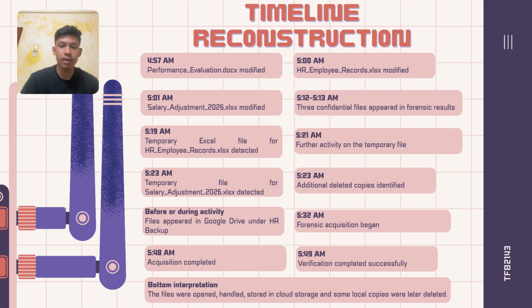At approximately 5:21 AM, the temporary file showed further activity. At around 5:23 AM, another temporary Excel file associated with salary adjustment was detected. At the same time, additional copies and deleted records of the confidential documents appear in the forensic result. The Google Drive screenshot also showed that 3 confidential files were present in a folder named HR Backup. This supports the involvement of cloud storage.